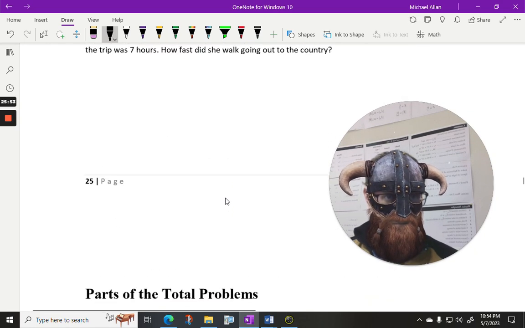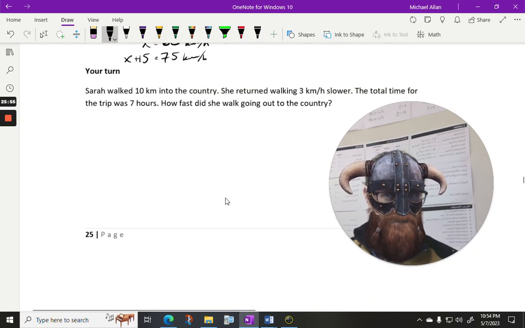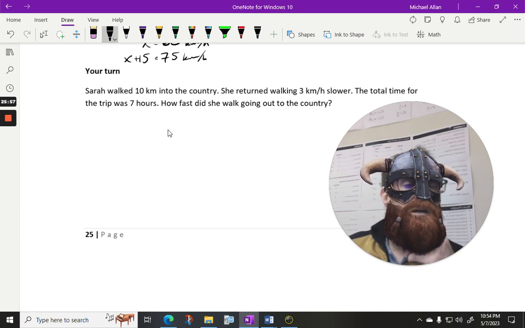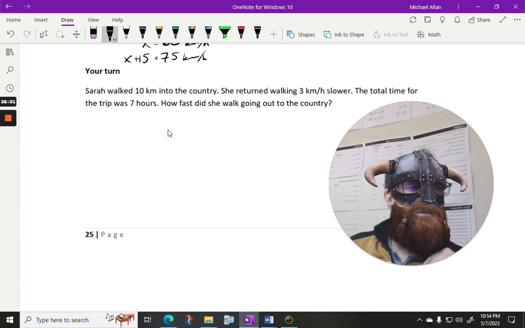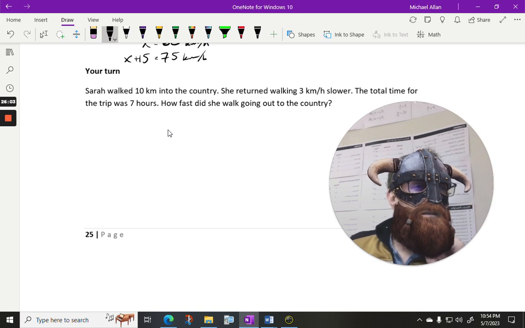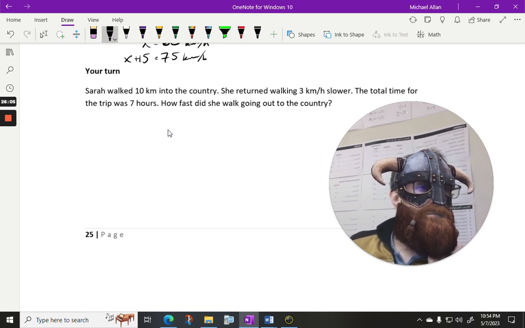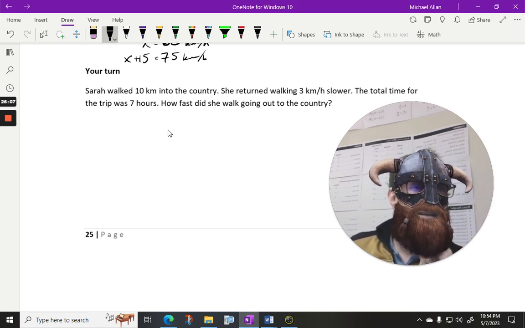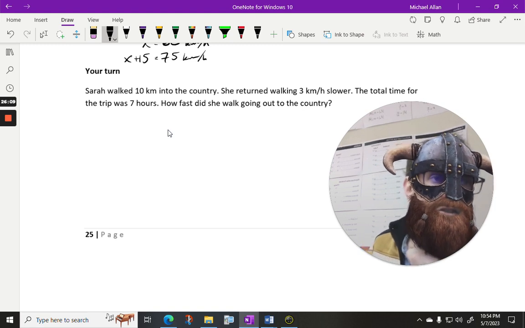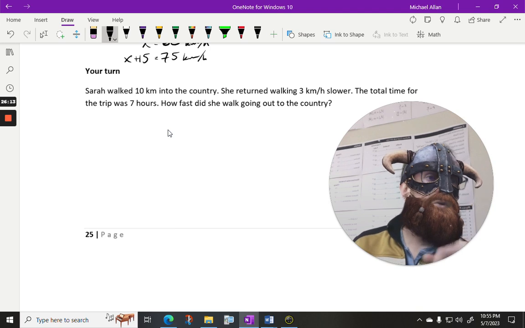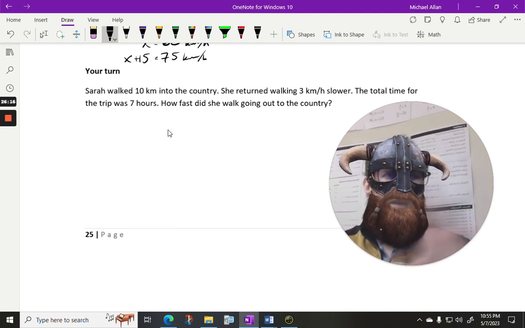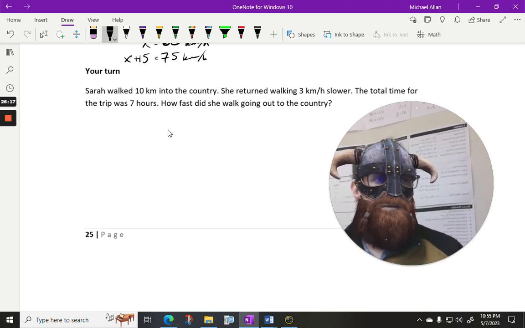Sarah walked 10 kilometers into the country, and she returned a little bit slower. Maybe she got tired or something. 3 kilometers per hour slower. The total time for the trip was 7 hours. How fast did she walk going out to the country? Let's just find both. I know the wording is a bit weird here.